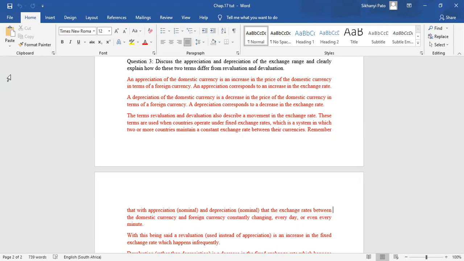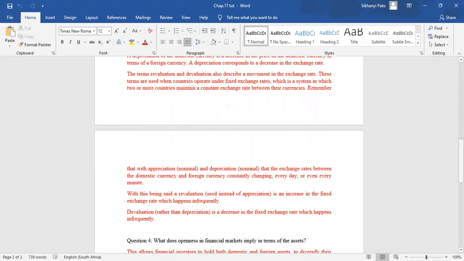So the terms revaluation and devaluation also describe a movement in the exchange rate. These terms are used when countries operate under fixed exchange rates, which is a system in which two or more countries maintain a constant exchange rate between their currencies. Remember that appreciation and depreciation, which are nominal, mean the exchange rates between the domestic currency and foreign currency are constantly changing every day or every minute.